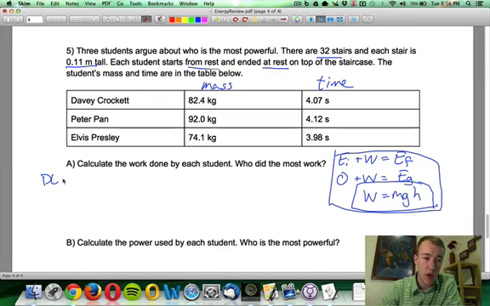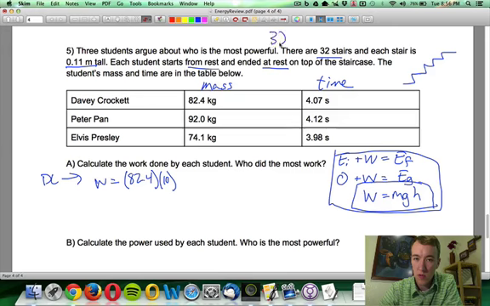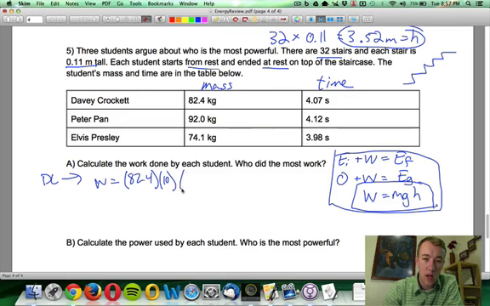So let's do Davy Crockett here. His work is going to be equal to his mass times gravity times his height. So his mass is 82.4. Gravity's 10. Uh-oh. What is this height? It's the height of the stairs. Each stair is 0.11 meters tall, and there's 32 of them. So 32 stairs times 0.11 meters is 3.52 meters. That's our height there. Okay, so we're going to have to use that. Height is 3.52 meters. This ends up being 2,901 joules.